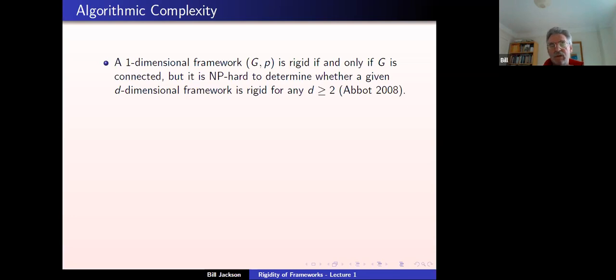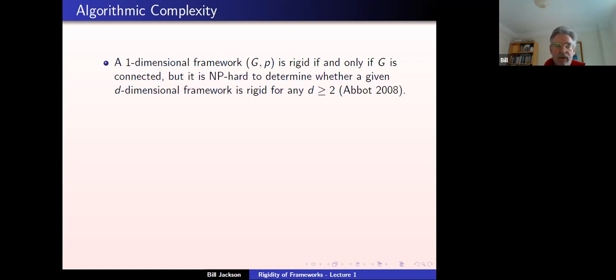It's rigid if and only if the graph is connected. The idea is if the graph is not connected, then we can choose a component of the graph and it can move freely along the line without changing the length of the edges, but it will change the distance between a vertex in this connected component and any of the vertices in any of the other connected components.